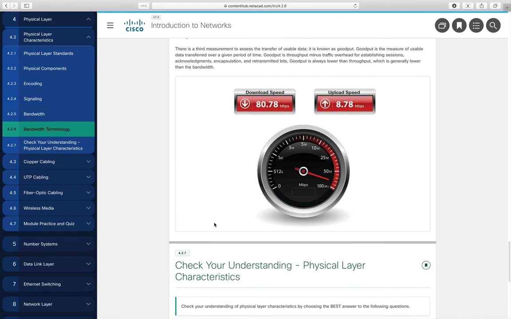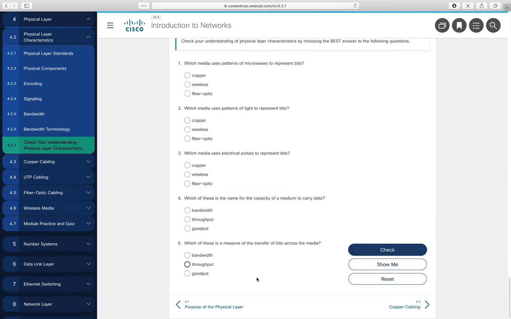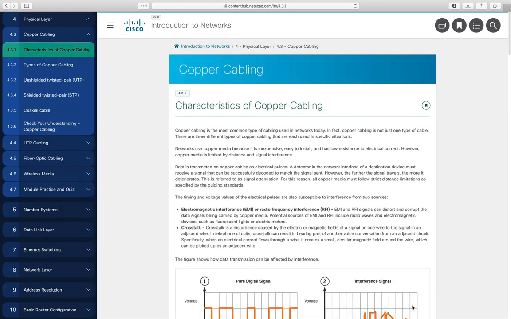472 is a check your understanding over the physical layer. You can do that on your own, and we'll move into talking about copper cabling. Copper cabling, as the name implies, is made out of copper. Copper is a good conductor of electricity, and we're going to use electrical signals over the copper cable to represent our ones and our zeros that we are transmitting.